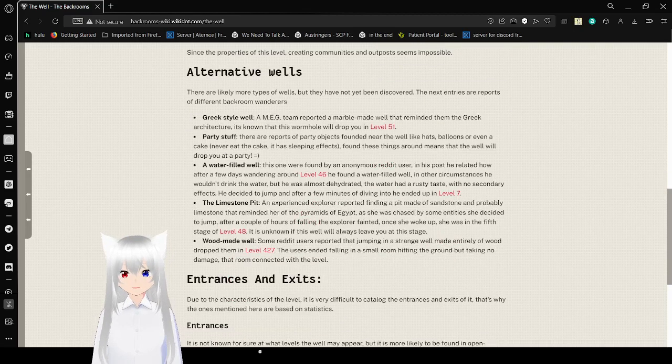Alternative wells. There are likely more types of wells, but they have yet to be discovered. The next entries are reports of different backroom wanderers.